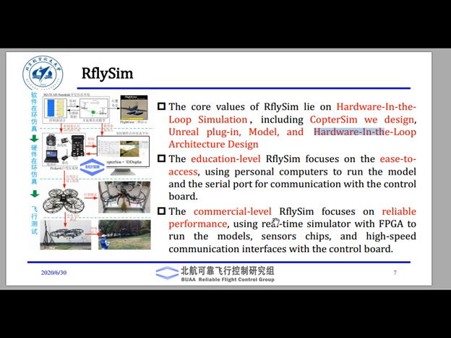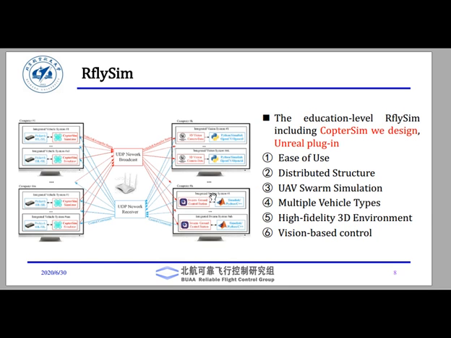For the commercial level, it focuses on reliable performance. It presents a real-time simulator you use with the FPGA to run the models and sensor chip. So it is a more reliable performance with high accuracy. In this course, we can use only the educational level, so there is no need to worry about the commercial level.